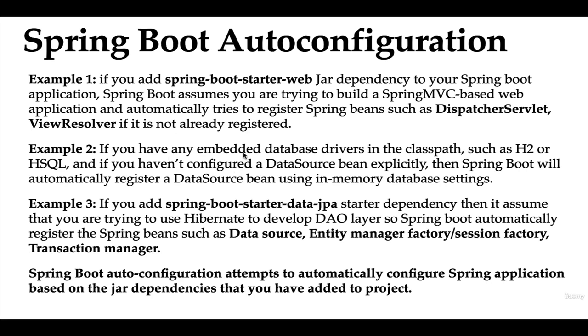Next, one more example is like, let's say if we add Spring Boot starter data JPA starter dependency to our project, then Spring Boot automatically configures the Hibernate related Spring Beans such as data source, session factory, and transaction manager. Right, so this is awesome, right? We just have to add the starter dependency to our project. Spring Boot will take care of automatically configuring the related Spring Beans. Okay, so Spring Boot auto configuration attempts to automatically configure Spring application based on the jar dependencies that you have added to the project. Alright, so this is how the Spring Boot auto configuration works.